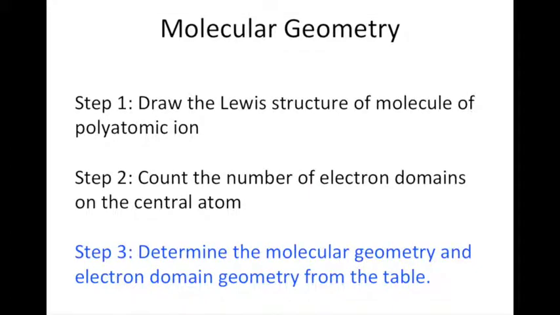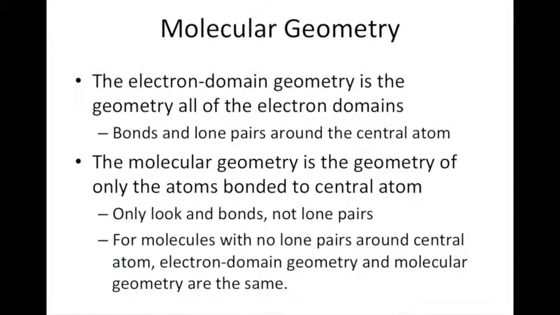And the last step, after we've determined the electron domains, is to determine the molecular geometry and the electron domain geometry from a table. So we need to look at a table and interpret it in order to figure out what our molecular geometry and electron domain geometry are. So we've thrown a new term in there. What is the electron domain geometry? The electron domain geometry is the geometry of a molecule taking into account all of the electron domains. So we count bonds and lone pairs around the central atom.